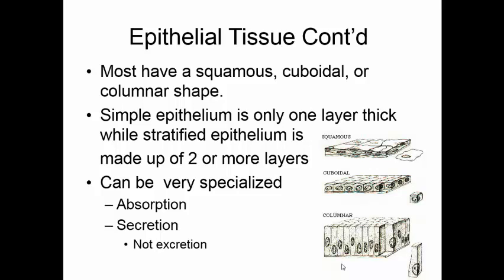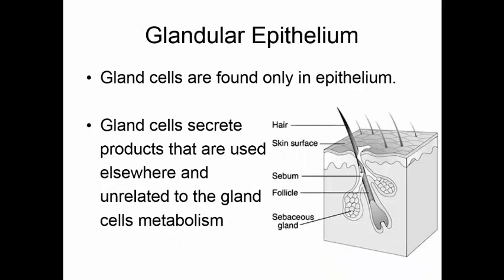They're found all over the different places. These guys can be very specialized for absorption and secretion of different things. So your skin secretes out sweat and all kinds of things like that. Your stomach can secrete out digestive enzymes, or there's a whole bunch of different things that can go along here. All right, so epithelial tissues can be very specialized as far as absorption of nutrients or secretion of some kind of product. Glandular tissue is part of this epithelium.